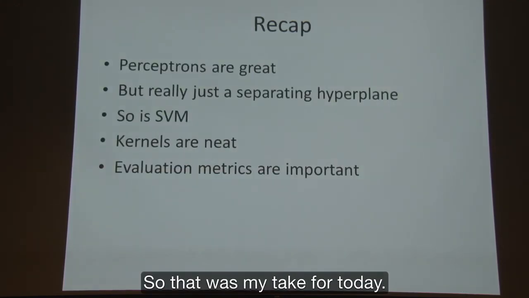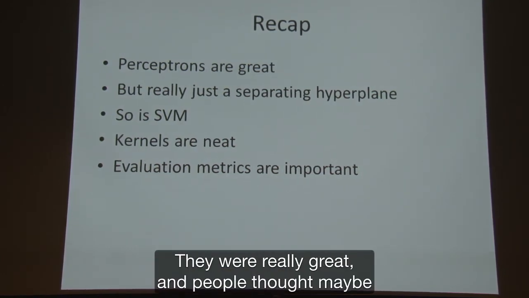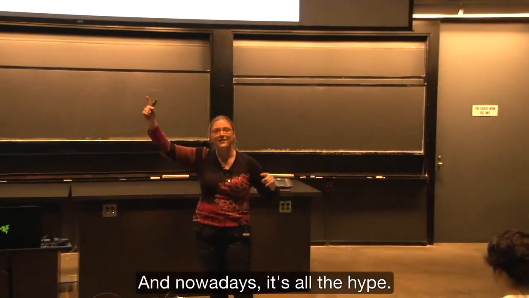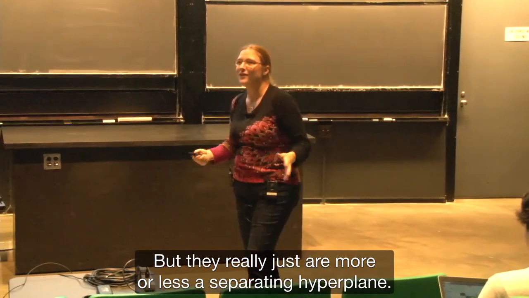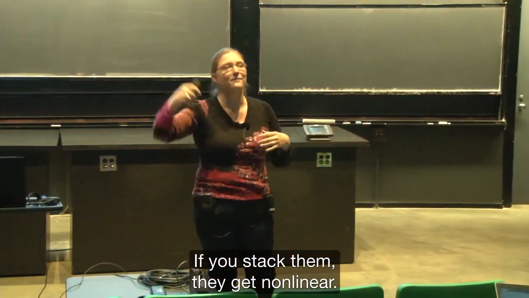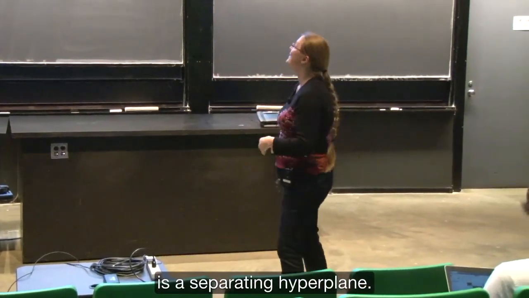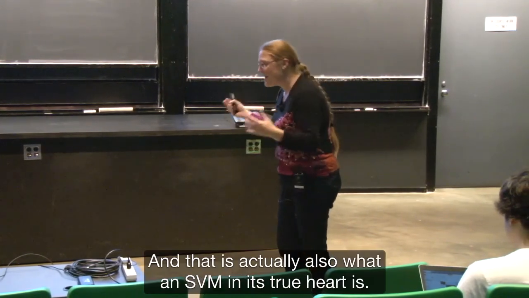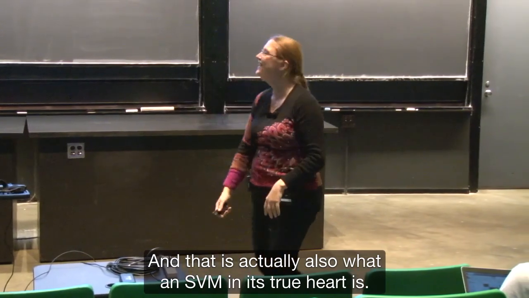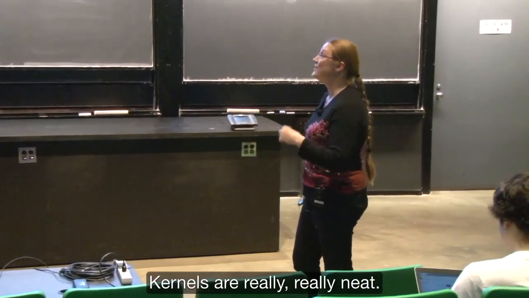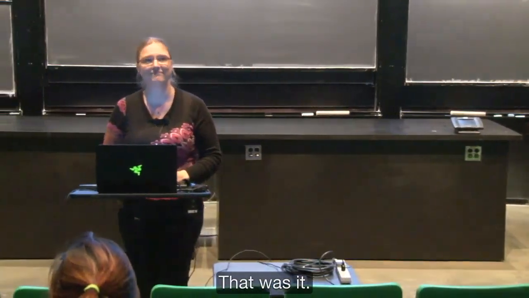So that was my take for today. What we learned is perceptrons are really great. They were really great, and then people thought maybe not so great, and nowadays it's all the hype. But they really just are more or less a separating hyperplane. If you stack them, they get nonlinear, but the basic concept in the little unit is a separating hyperplane, and that is actually also what an SVM at its heart is, just a separating hyperplane. Kernels are really, really neat, and your evaluation metrics are important. That was it. Have fun, guys.